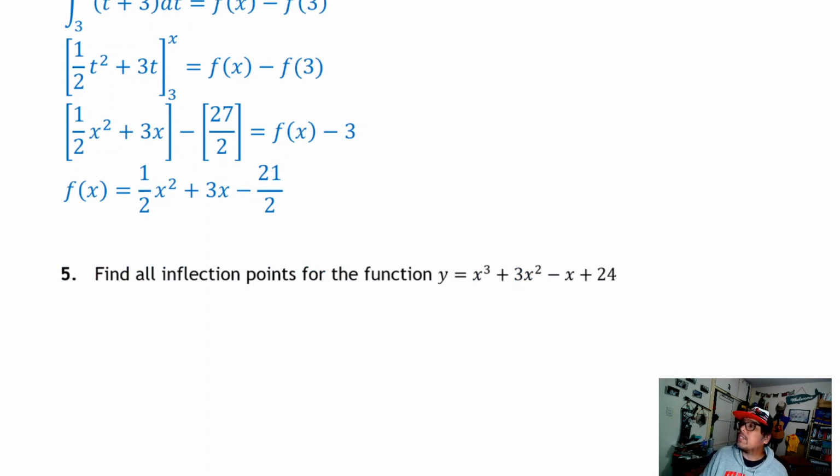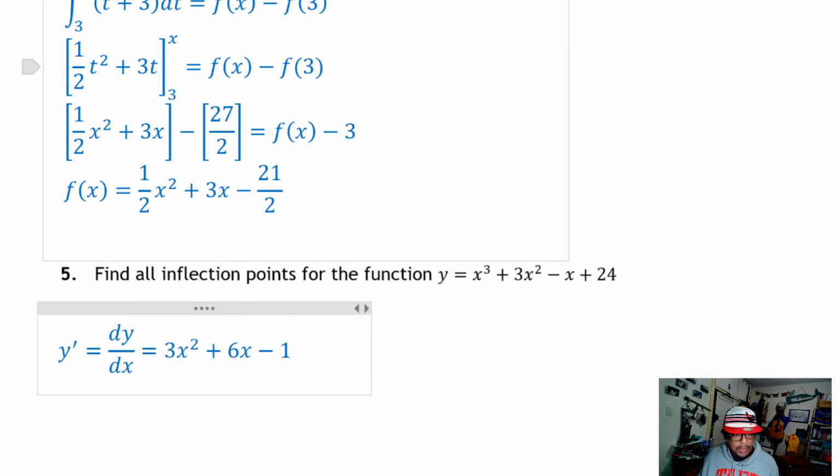And then the last problem we'll do for this video is number 5. Find all the inflection points for the function x cubed plus 3x squared minus x plus 24. Inflection points mean analyzing a second derivative. So we'll need to get to the second derivative of our function.